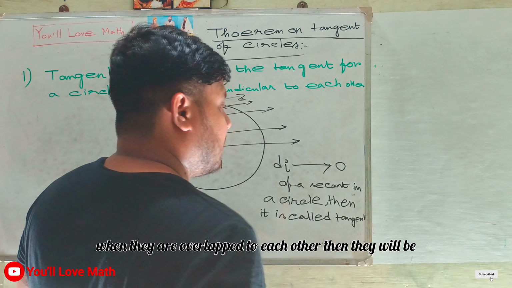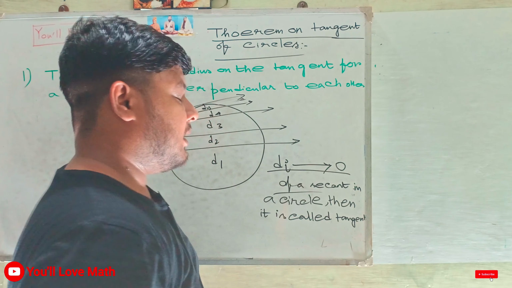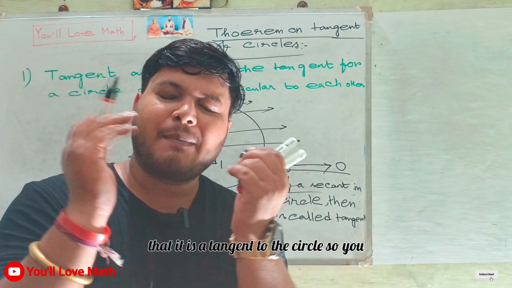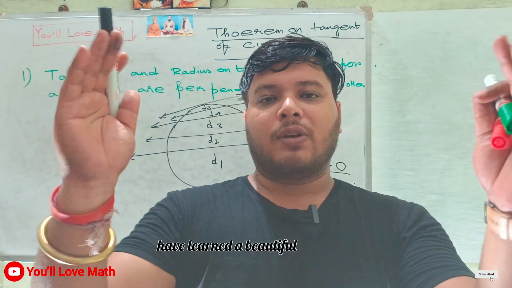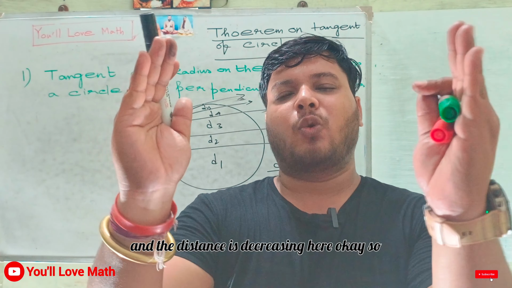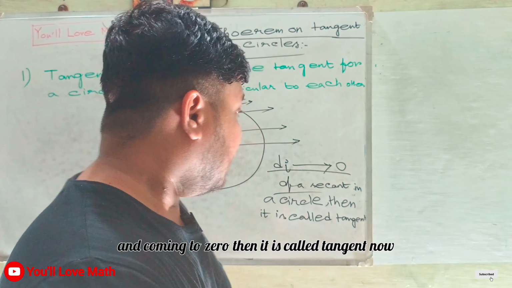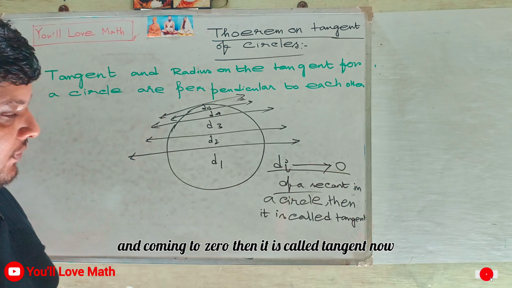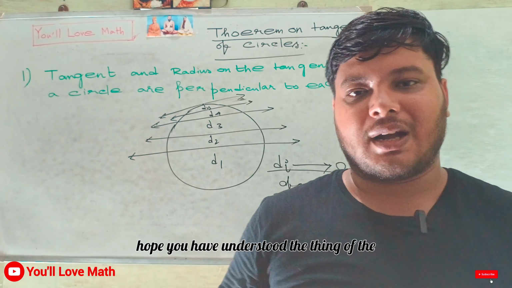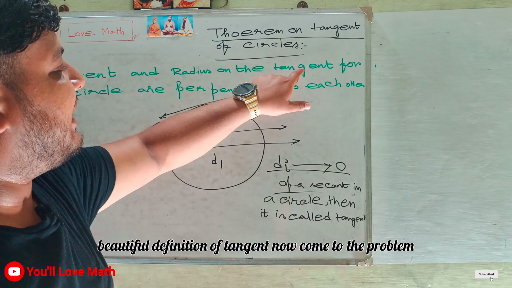When they overlap each other, then we will call it a tangent to the circle. So you have learned a beautiful definition, and the distance is decreasing here. If the distance is decreasing slowly and coming to 0, then it is called a tangent. Now I hope you have understood the beautiful definition of tangent. Now come to the problem.